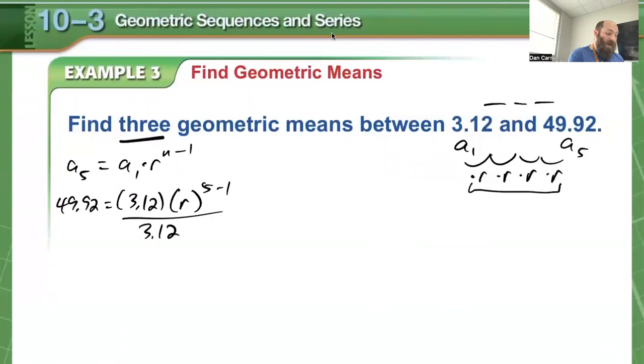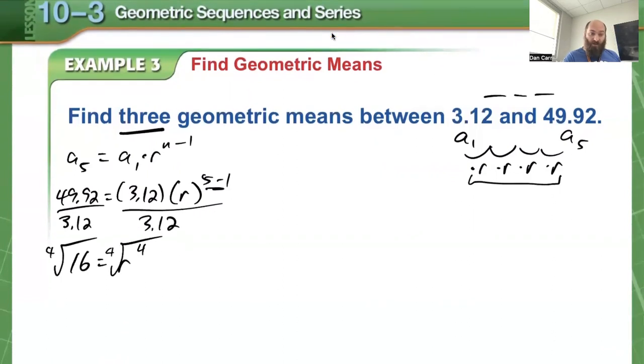I'm going to divide both sides by 3.12, and I'll go ahead and subtract 5 minus 1 here. So 49.92 divided by 3.12 gives me 16. Is r to the 4th power. To undo this, we're going to take the 4th root of both sides. So use that in your calculators, do the 4th root, but you come up with plus or minus 2 for my r. Now, because it was an even root, we can do a plus or minus version of this, okay?